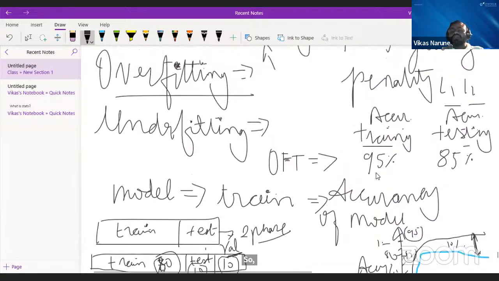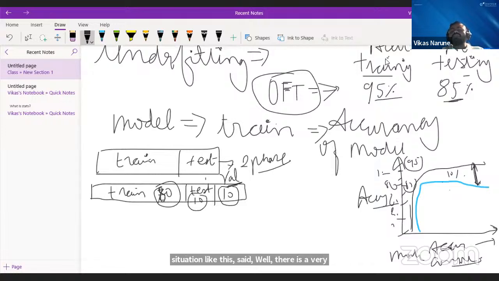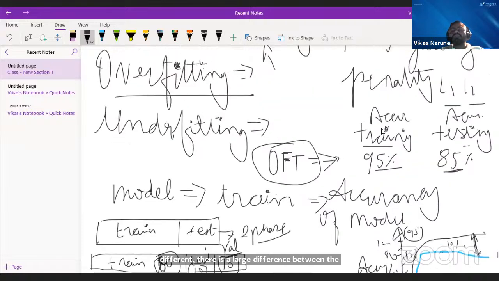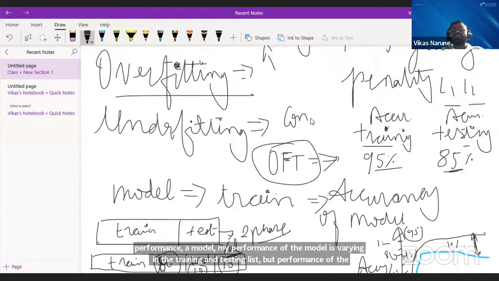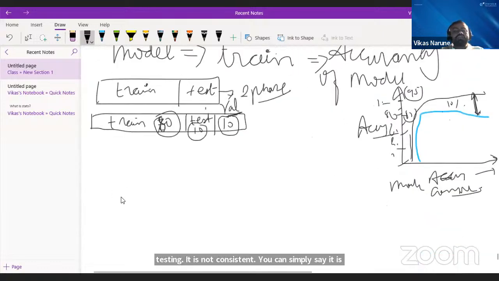This kind of difference appears when our training is very good. My accuracy during the training is very good, but in testing my model is dropping very fast, and it is giving me a difference. This situation is called overfitting. There is a large difference between the accuracies of the training and testing, meaning the performance of the model varies between training and testing. It is not consistent, and that means your model is not robust, guys.